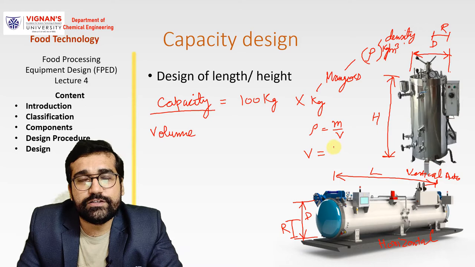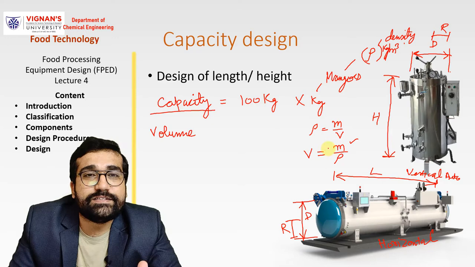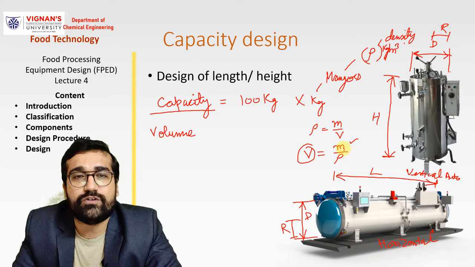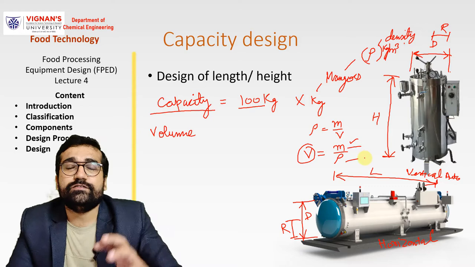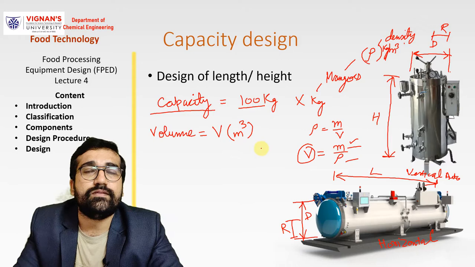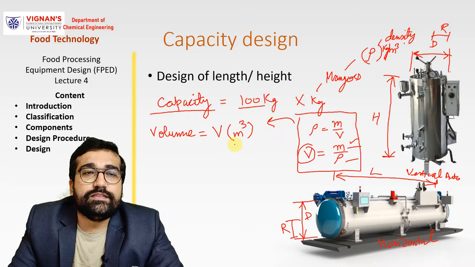So the mass here is 100 kg, since we are designing for 100 kg. The density of mangoes is nearly 450 to 500 kg per meter cube. We keep it here and then find the volume we are going to design for, volume V in terms of meter cube. Once we get the volume from this calculation, we will design for that volume.